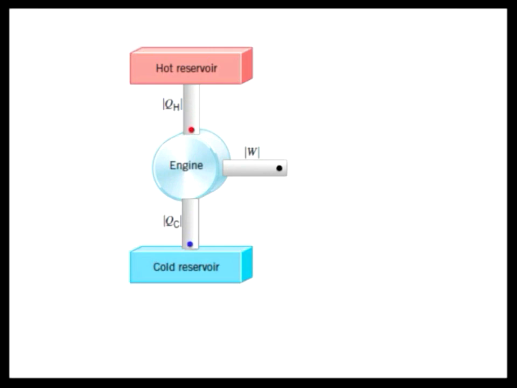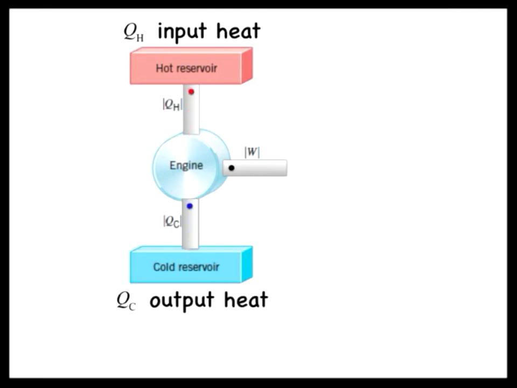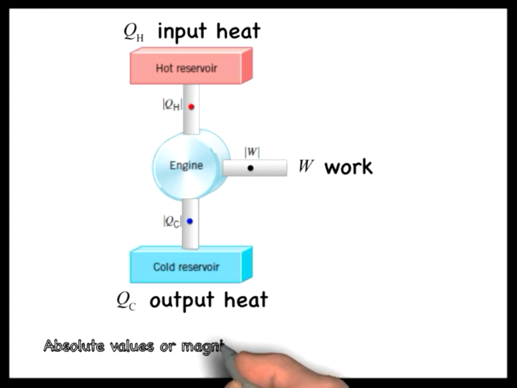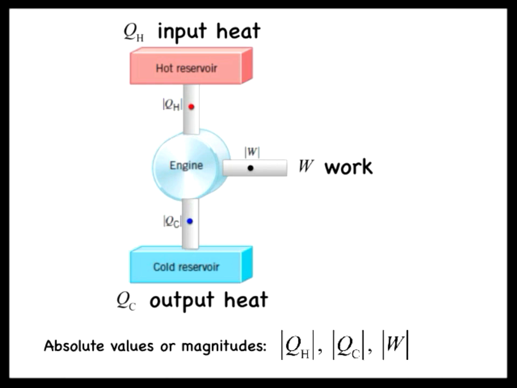The symbol QH refers to the input heat, and the H corresponds to the hot reservoir. Likewise, QC refers to the rejected heat, and the C corresponds to the cold reservoir. The symbol W refers to the work done by the engine. Since we must conserve the amount of energy or heat that is extracted from the hot reservoir, it is useful to talk about the magnitudes of the heat and work. Hence, we will consider the absolute values of QH, QC, and W moving forward.